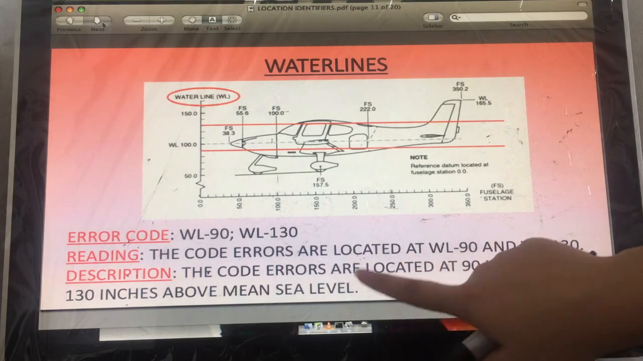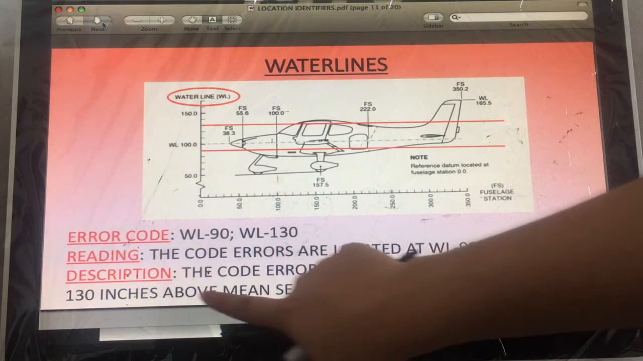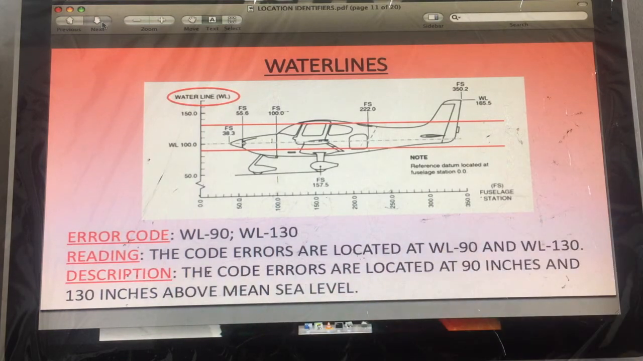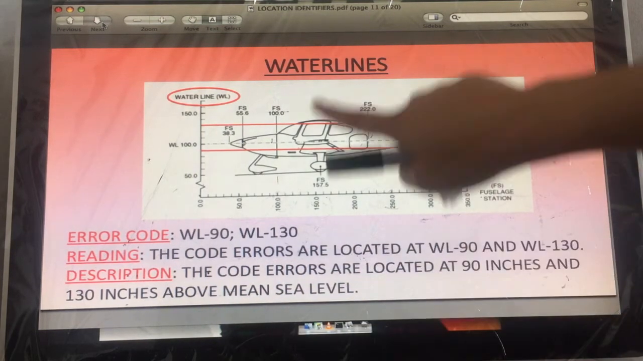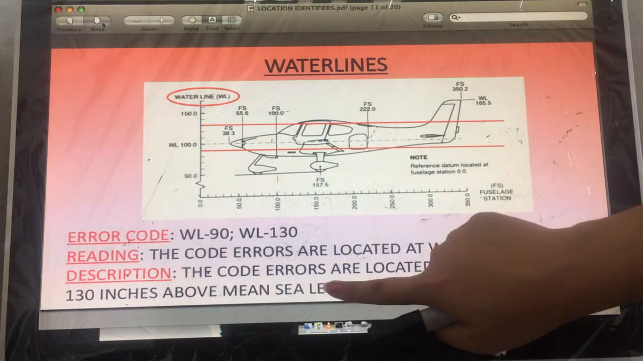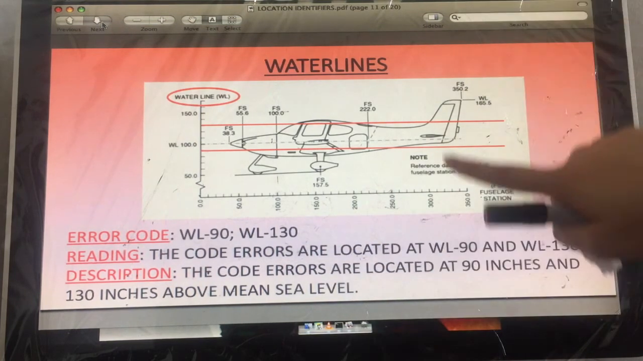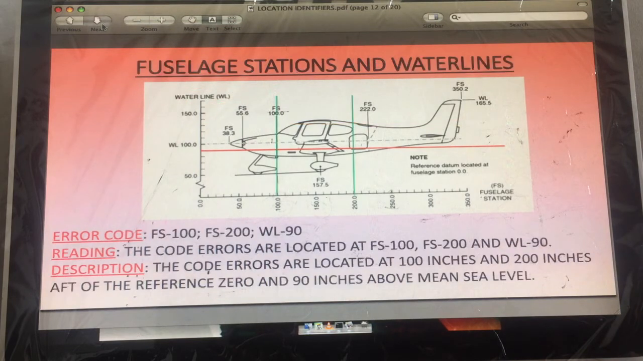For description, the code errors are located at 90 inches and 130 inches above mean sea level. Uunahin ulit yung mas maliit na value. Again, above mean sea level to indicate that it's the water lines that you are using as the location identifier. Kapag aft of the reference 0 ang nasa description, it means fuselage station siya. Okay. Paano pag mix na?